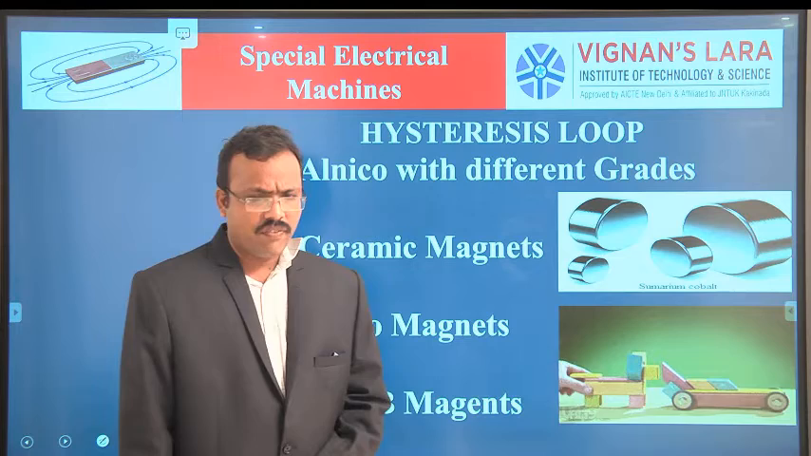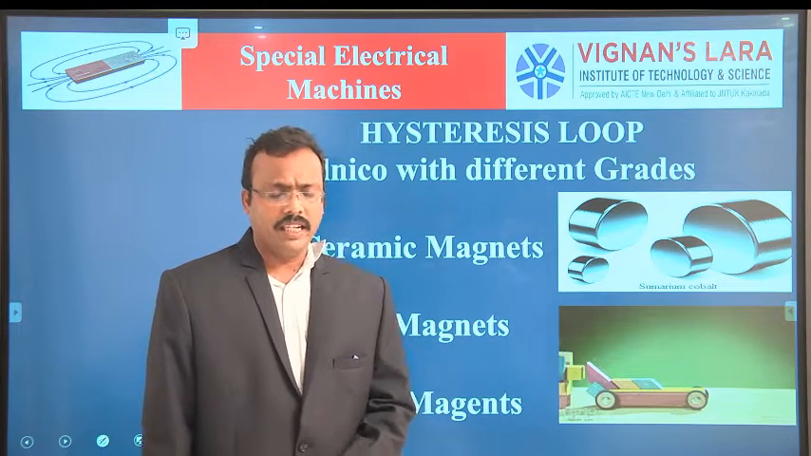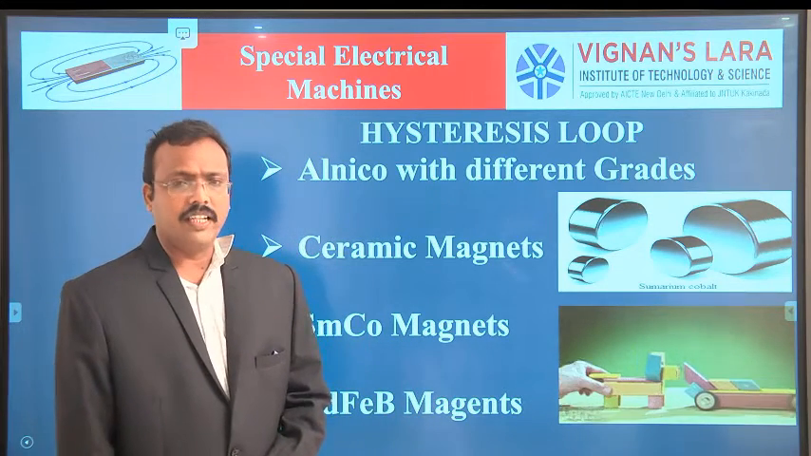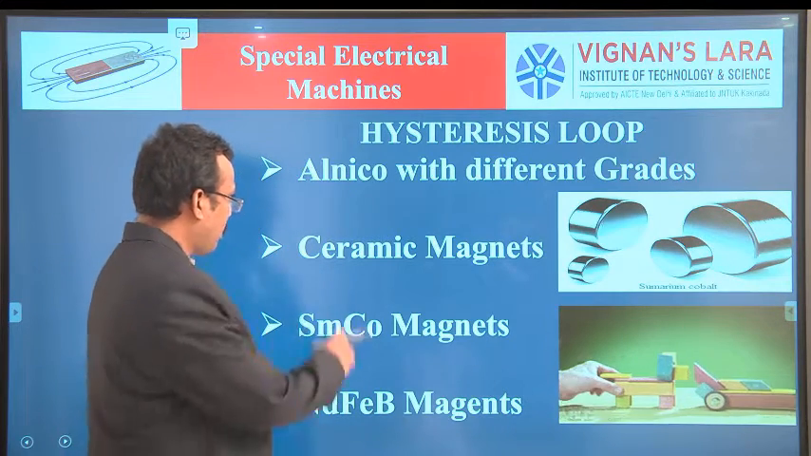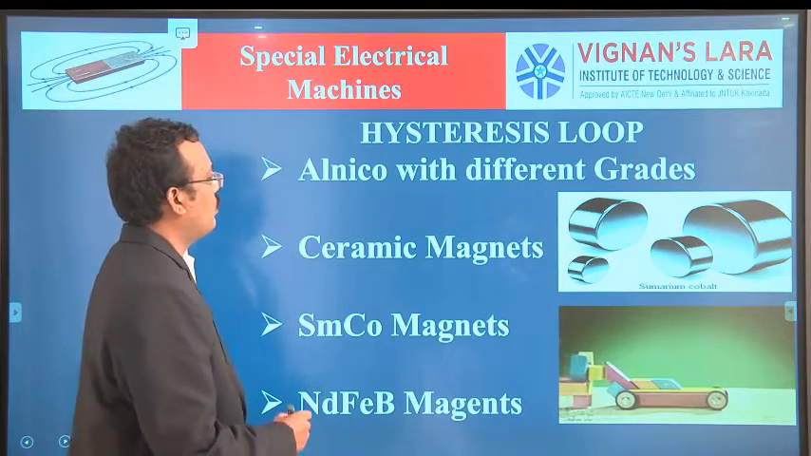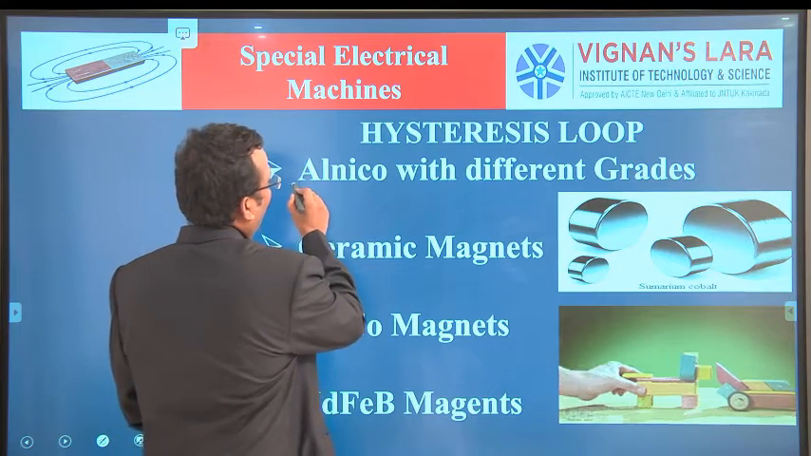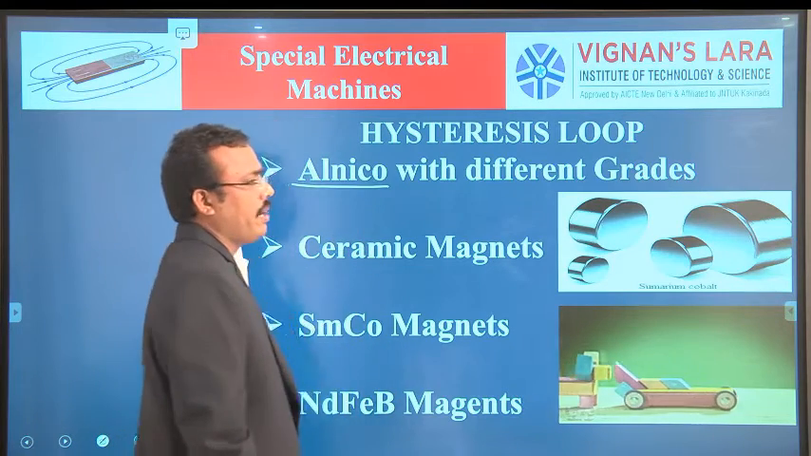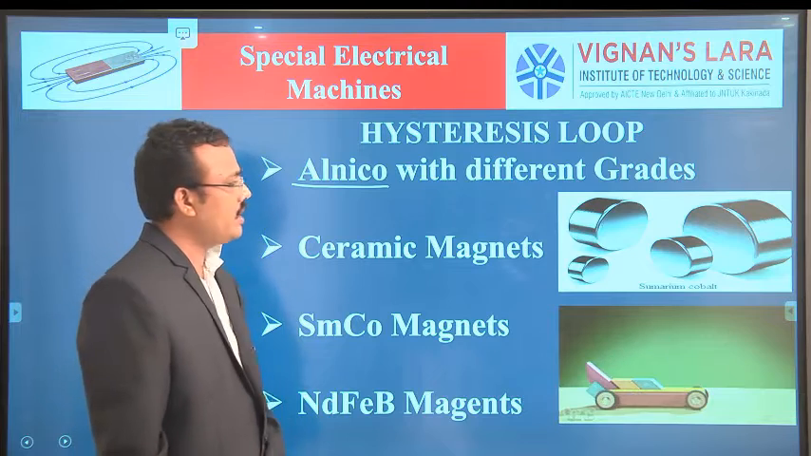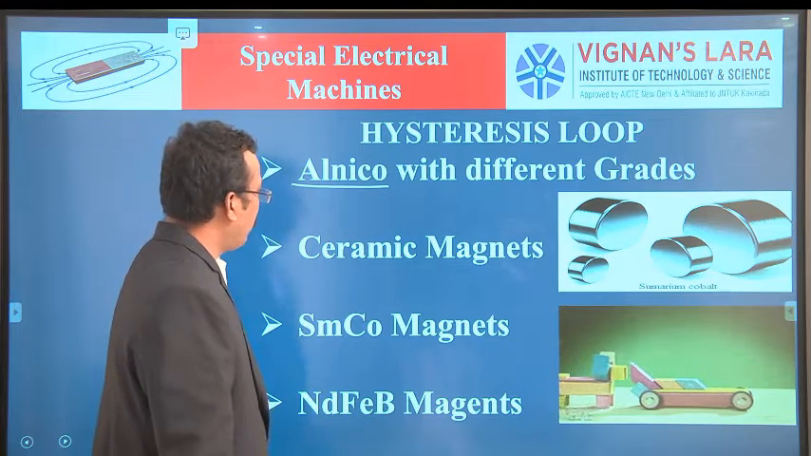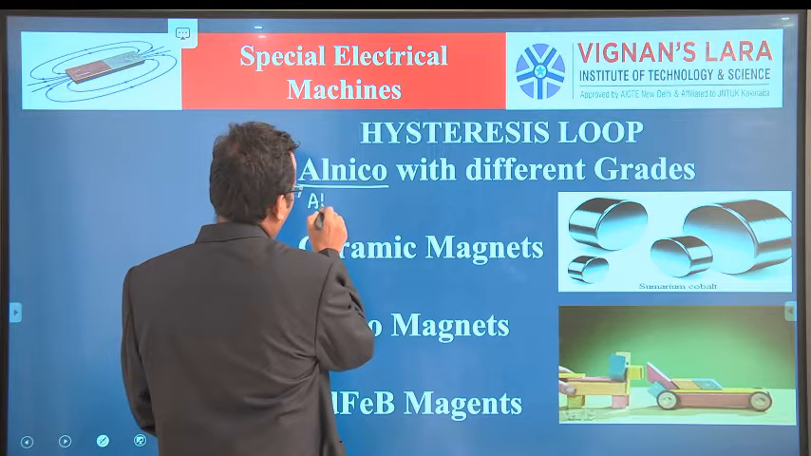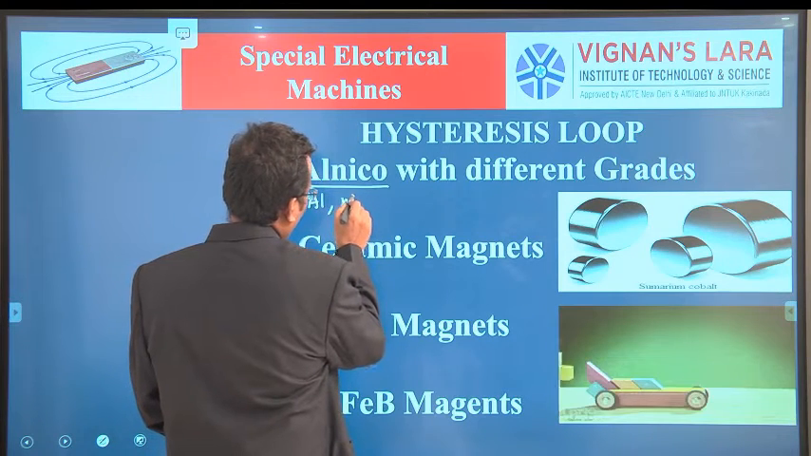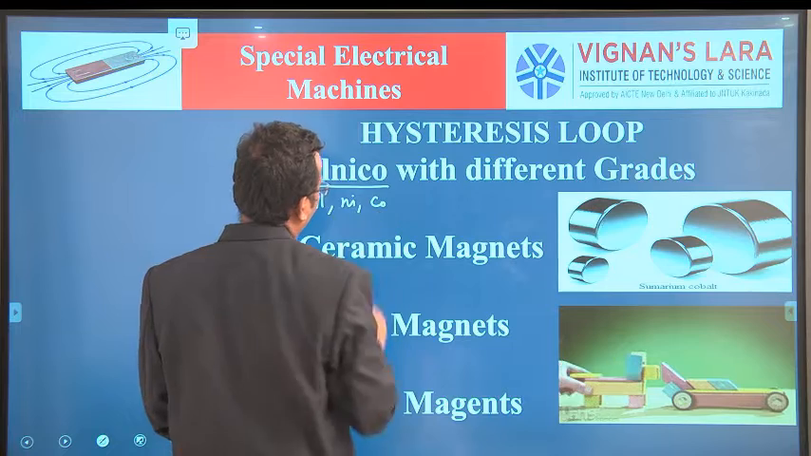So we have different types of permanent magnet materials, which we studied in the last class. We have four types of permanent magnet material. The first one is Alnico, with different grades. Alnico is an alloy of aluminum, nickel and cobalt.